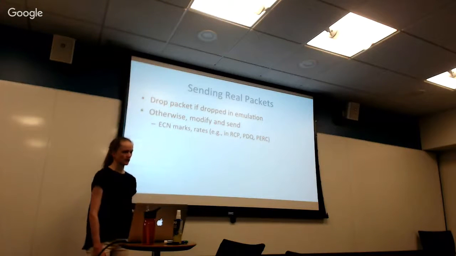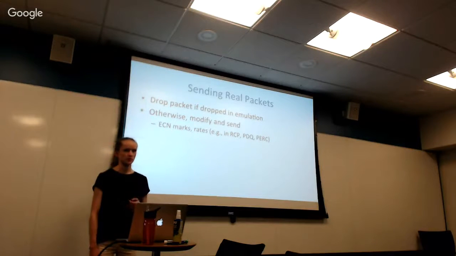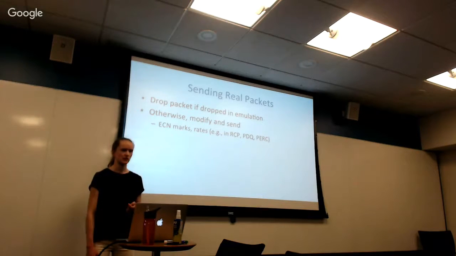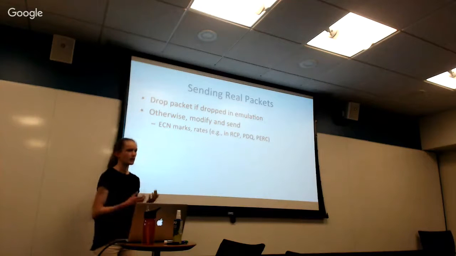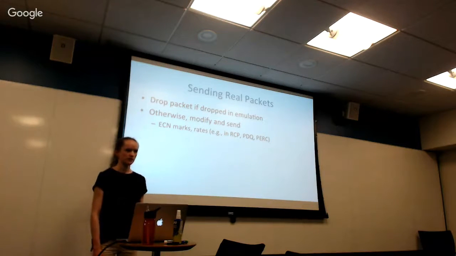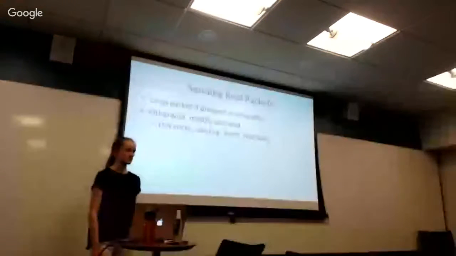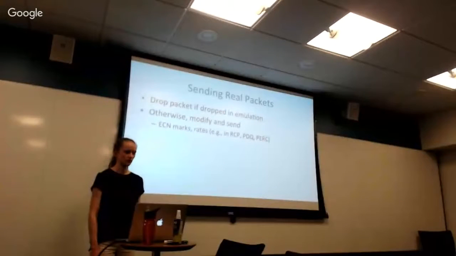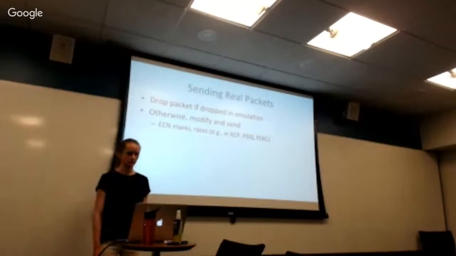Modifying packets before sending them is required for correctness for schemes whose behavior depends upon received packet headers. For example, in ECN-based schemes such as DCTCP, PUL, and deadline-aware data center TCP, routers set the ECN field in IP headers when congestion is experienced, and the recipient must echo this congestion indicator back to the sender. Similarly, in many explicit control schemes, such as RCP, PDQ, and PERC, receivers must echo information about the network, such as flow rates, back to the senders.